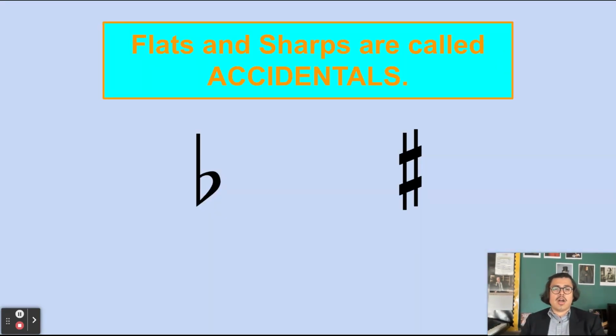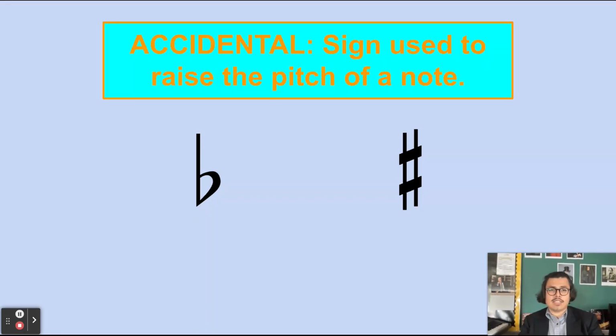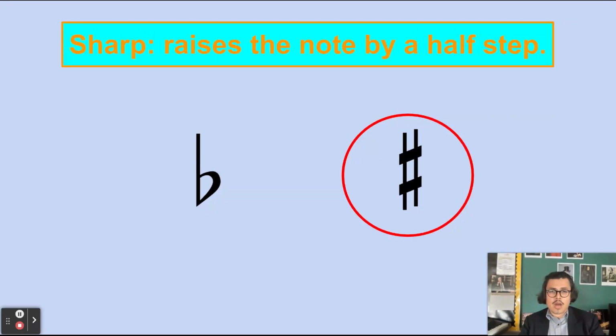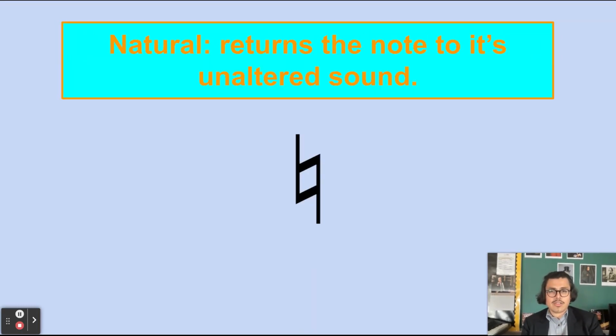Flats and sharps are called accidentals. This is the technical term for them. An accidental is a sign used to raise the pitch of the note or lower it for that matter. Flats lower the note by a half step, and sharps raise the note by a half step. A natural returns the note to its unaltered sound.